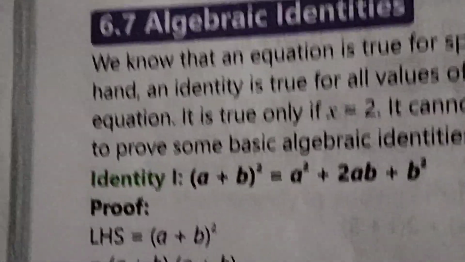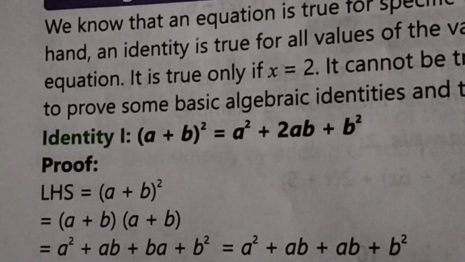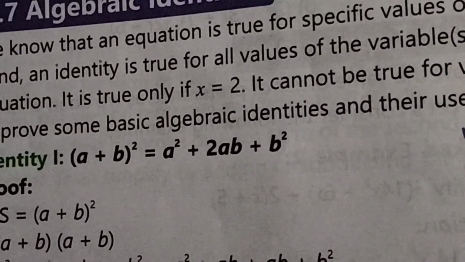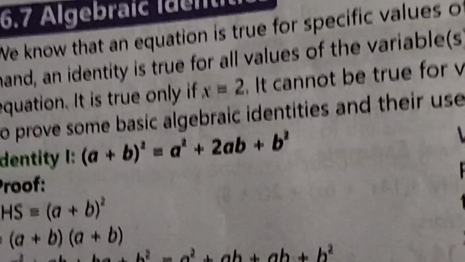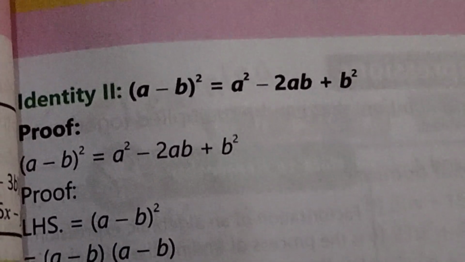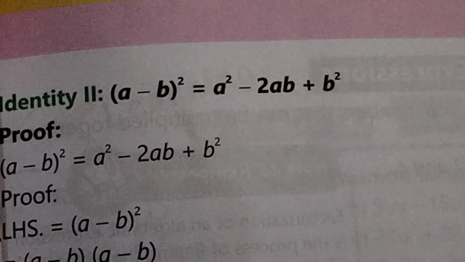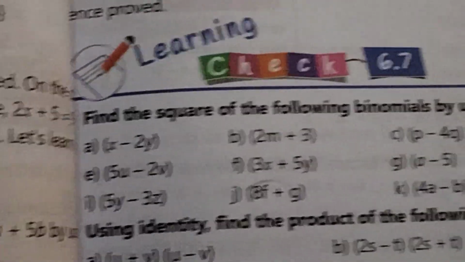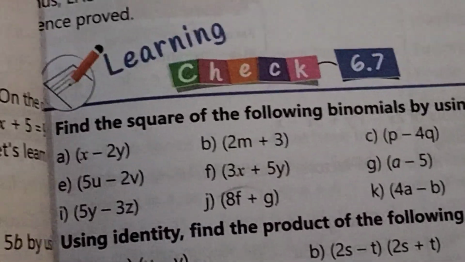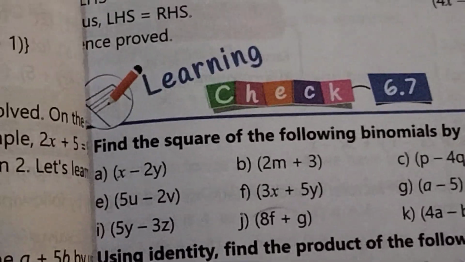The first identity is this: a plus b whole square is equal to a square plus 2ab plus b square. And the second identity is this: a minus b whole square is equal to a square minus 2ab plus b square. The third identity is used in question number 2. So we will solve just question number 1, in which both identities are used, and I have the solution of these questions.